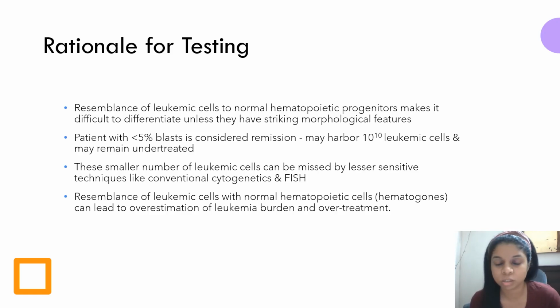It is not the scenario as such. So that is why you need MRD detection to see whether the blasts are normal cells or not. And even if in this 5%, 1% is also leukemic cells, then you will have to treat it accordingly. These smaller numbers of leukemic cells can be missed by less sensitive techniques like conventional cytogenetics and FISH, that is fluorescence in situ hybridization.